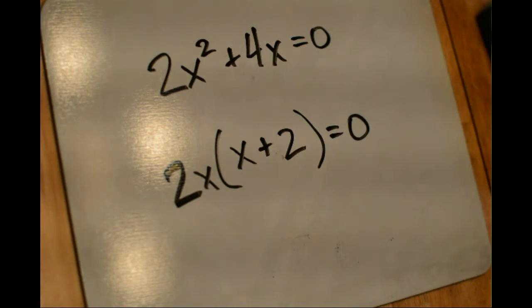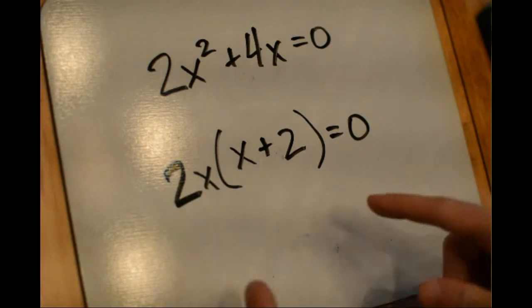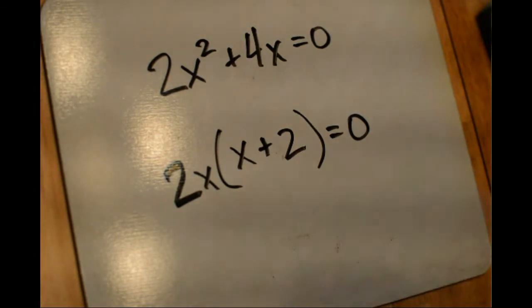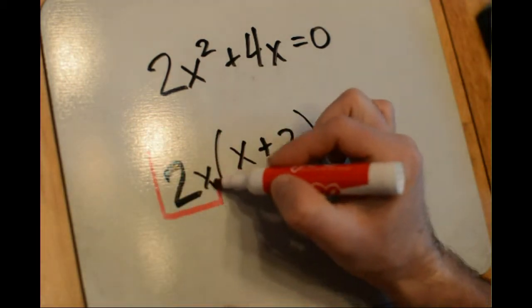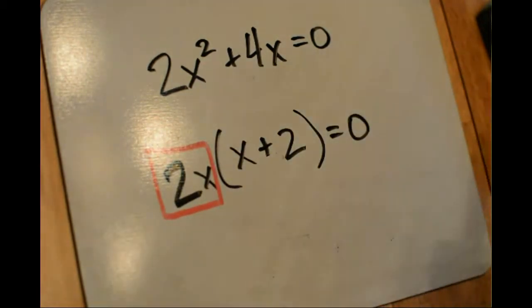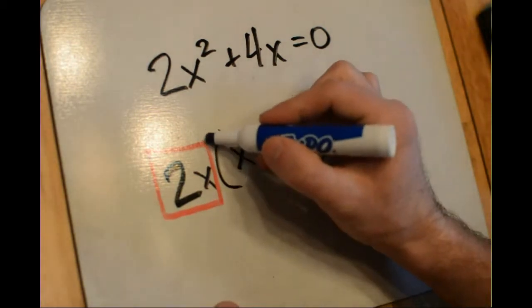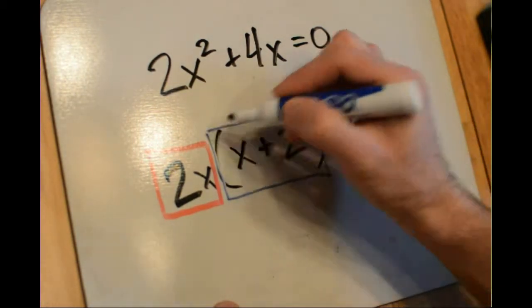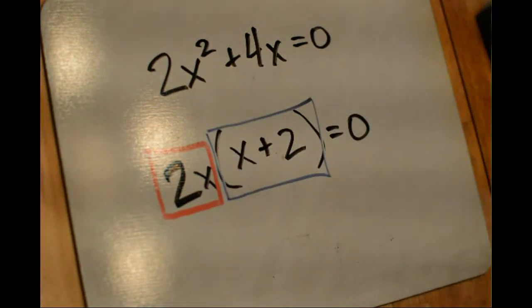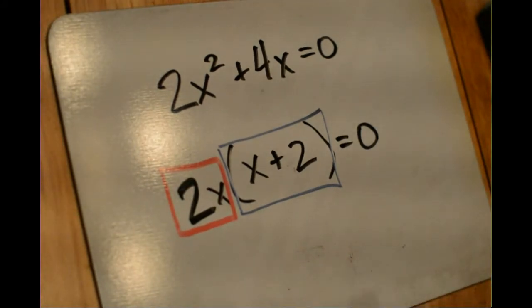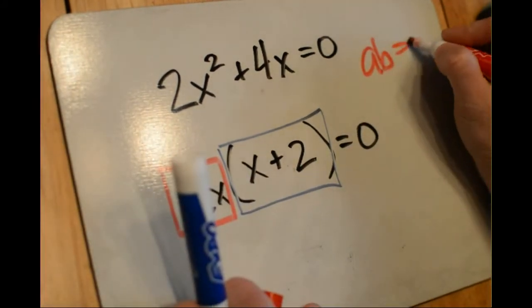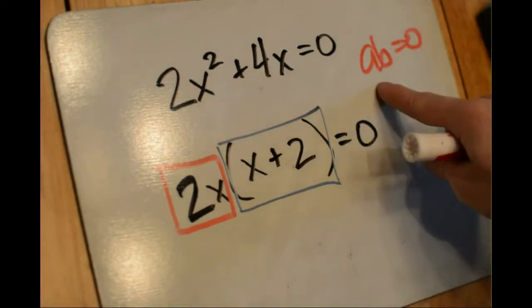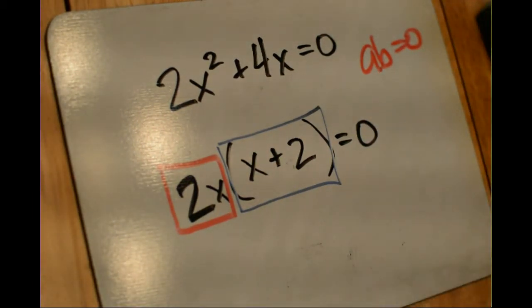Now that I have this factored out, it is written as a product. I'm taking this factor, 2x, and I'm multiplying it with this factor, x plus 2. These are two things being multiplied. So I can use the property that a times b equals 0 when a is 0 or b is 0. And that's exactly what we're going to do.